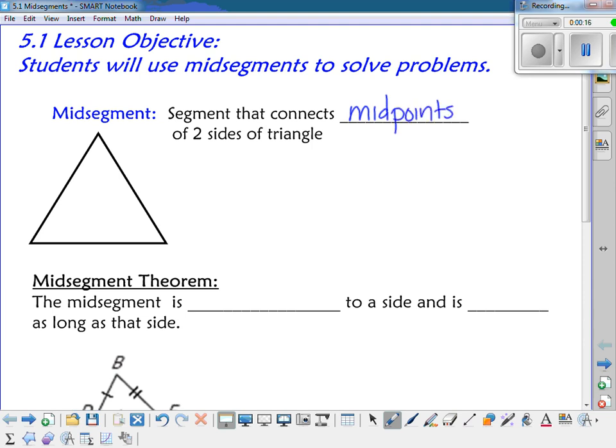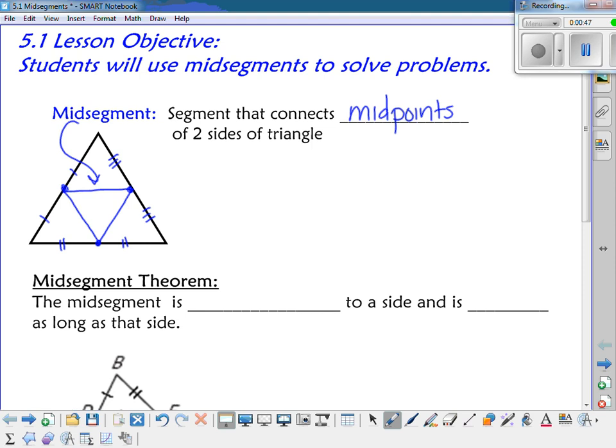So for instance, if I have a midpoint here and a midpoint here, the segment between them would be the midsegment. And a triangle can have three midsegments because there are, after all, three midpoints. And so each of those would be a midsegment. And then it cuts the sides of the triangles into congruent pieces, because, of course, the midpoint is in the middle.